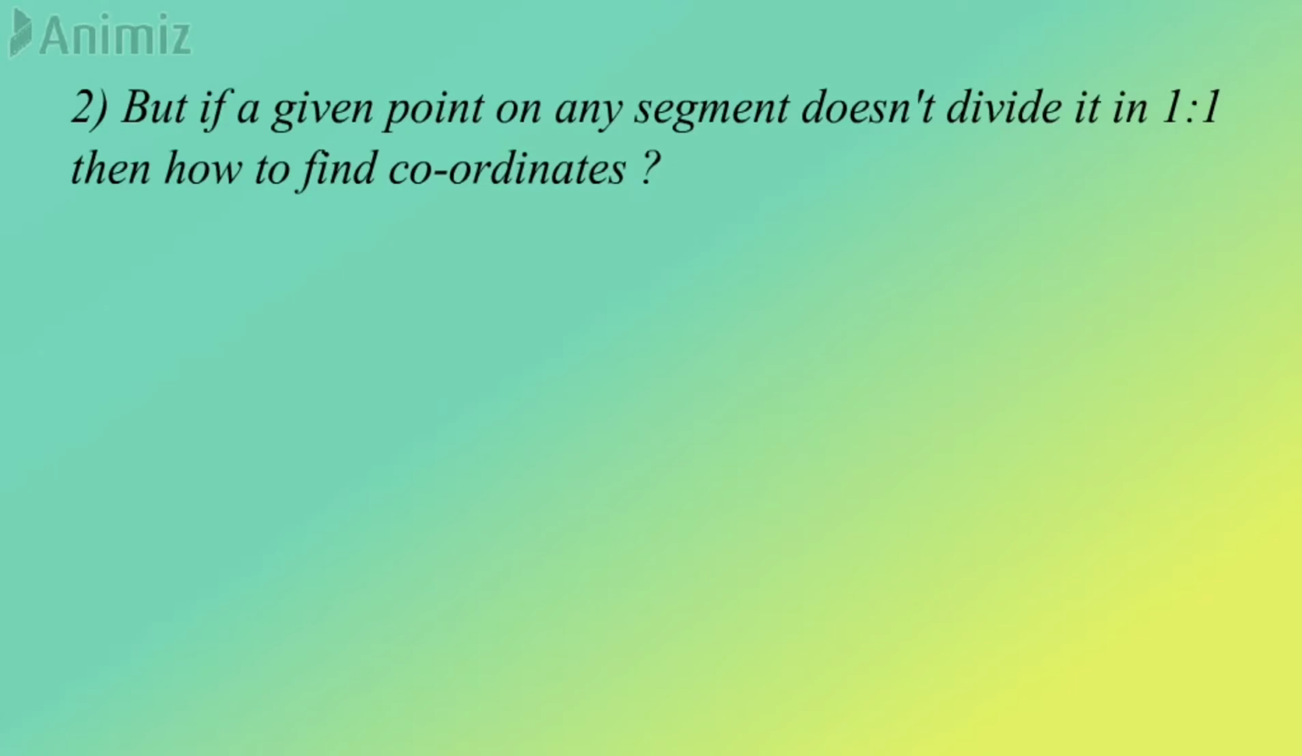Now, students, but if you consider a point on any segment which does not divide it in 1:1, then how will you find out the coordinates? You cannot utilize the midpoint formula. Then there is a section formula. It means if the point divides any segment into two unequal sections, you can calculate its coordinates by using section formula.